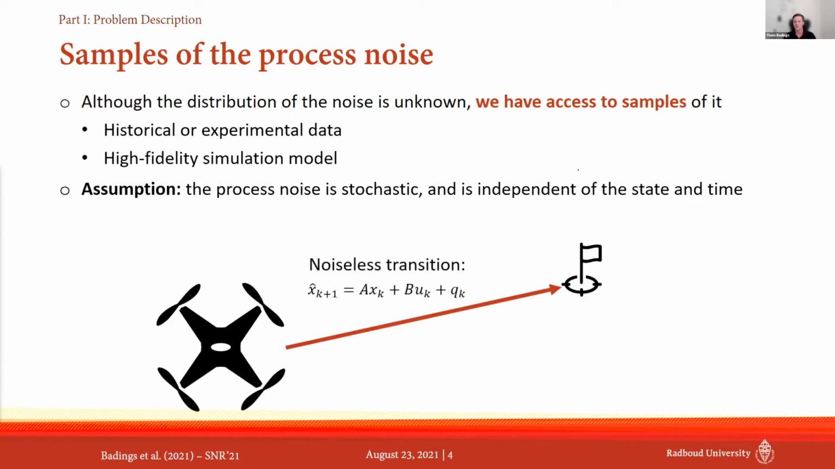So if we have attempted a specific transition for this drone already multiple times in the past, then every one of these times we may observe a transition to a slightly different point than our target point actually was. And the discrepancy between the starting point and the actual point where we ended up, that is then this sample of the noise. And then we have a set of these samples based on which we need to solve our problem.